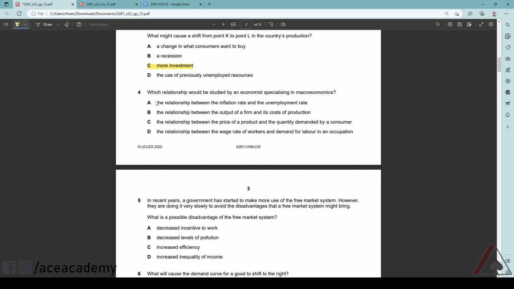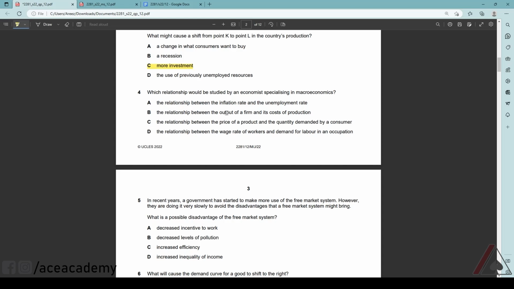Okay, so A, the relationship between the inflation rate and the unemployment rate. The inflation rate is something that caters to the entire country, and the unemployment rate is also the same. It's the unemployment rate of the entire country, not of a single firm. Therefore, both of these components are part of macroeconomics, so A can be an answer.